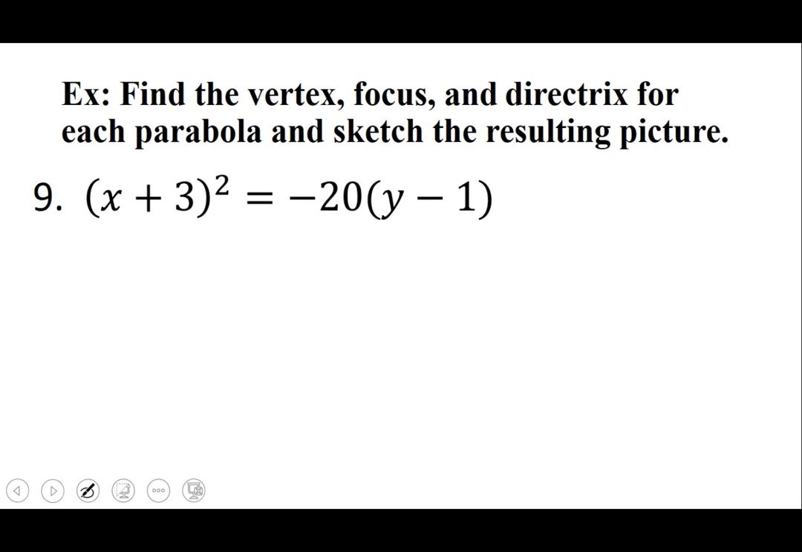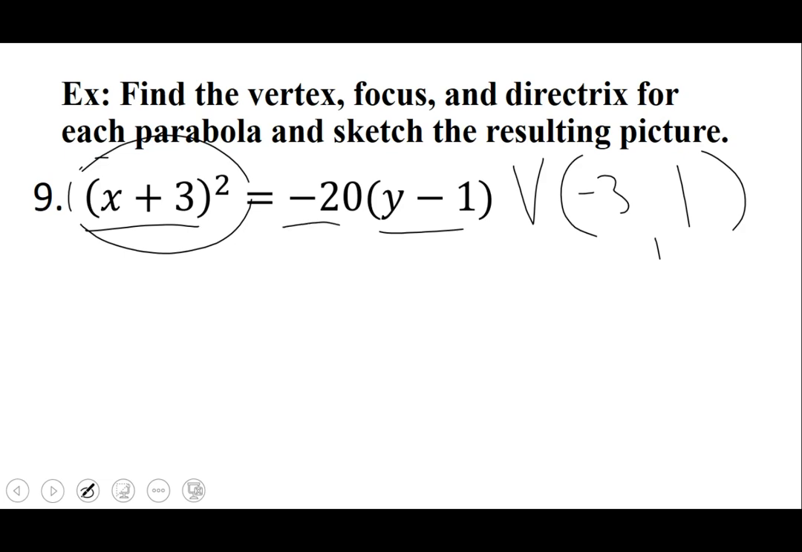So here in number 9, the format looks good. I noticed that when it comes to the vertex, I'm always going to do (h, k), which means opposite x, opposite y. So negative 3 is going to be my h, and then positive 1 is going to be my k. Note that this is an x squared with a negative over here. That's how I know that the graph is going to face down. First order of business is to solve for p. So 4p equals negative 20. That means that p is equal to negative 5.